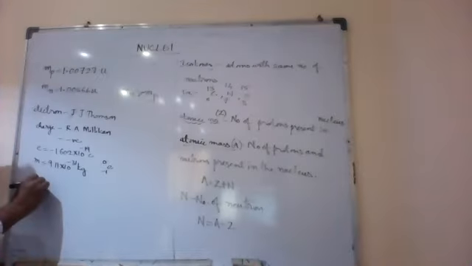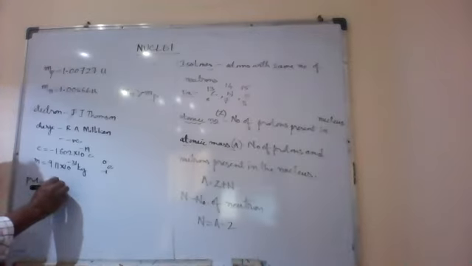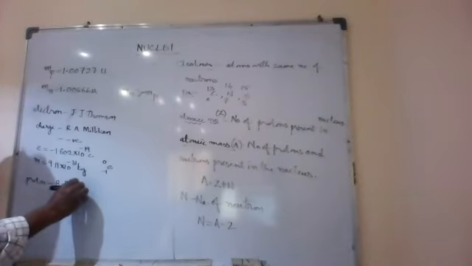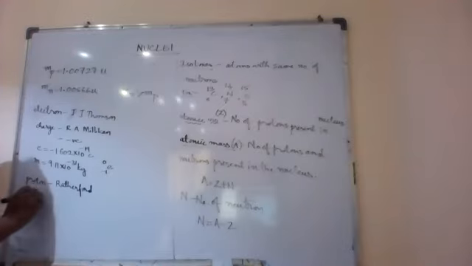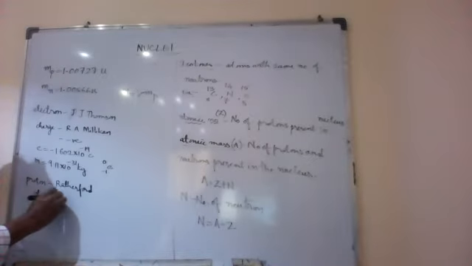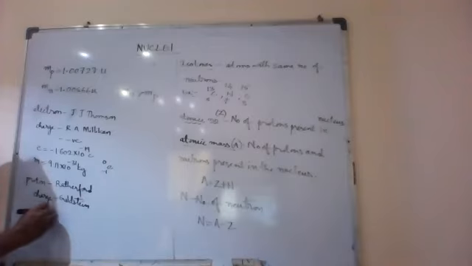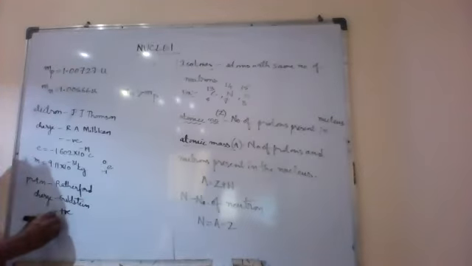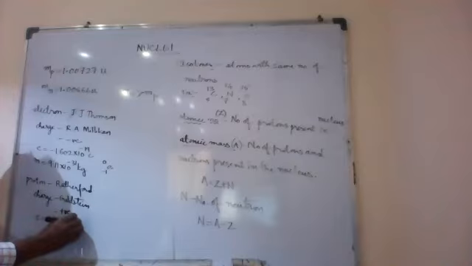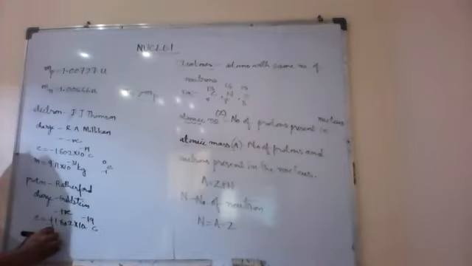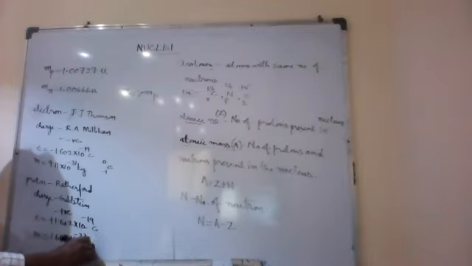Next is proton. Proton was discovered by Rutherford. The charge of proton was discovered by Goldstein, and it is positive in charge. Charge of proton is plus 1.602 into 10 to the power of minus 19 coulombs. Mass is 1.66 into 10 to the power of minus 27 kg, and the symbol is P with 1 and 1.